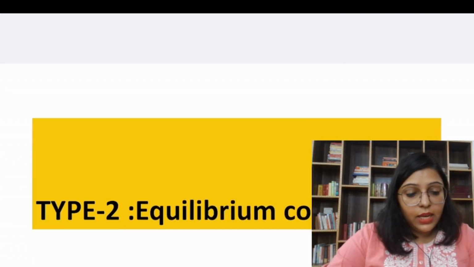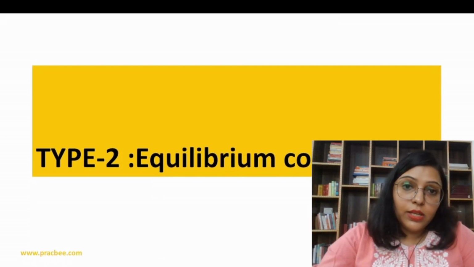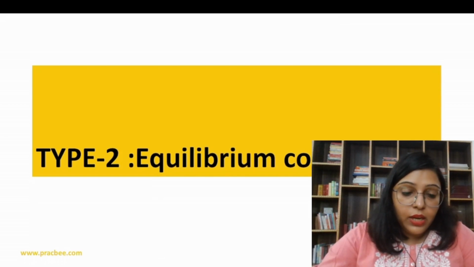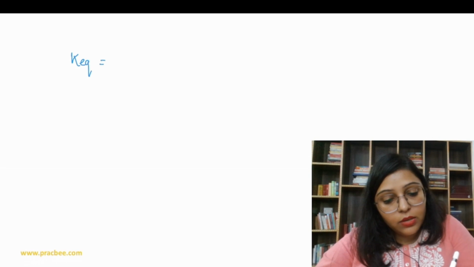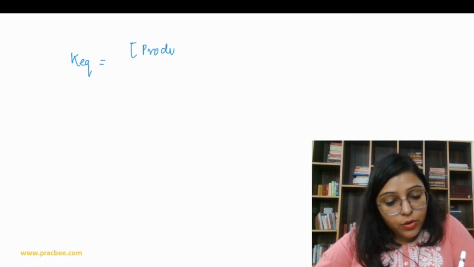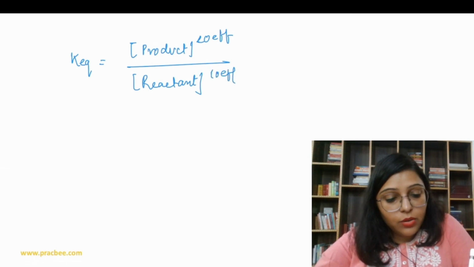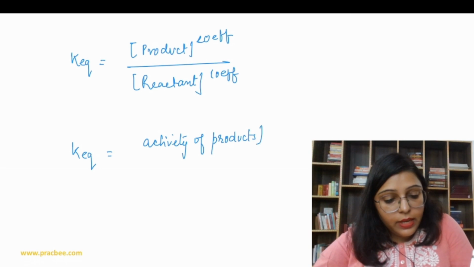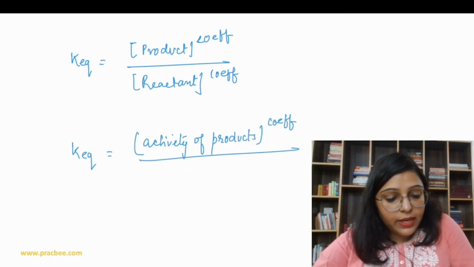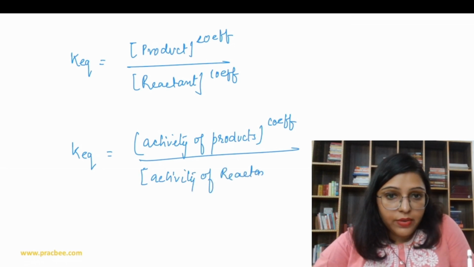Okay, so the first type is over. Now we are going to discuss some questions of type 2, in which we have questions related to the equilibrium constant. So we know that K equilibrium is the concentration of products raised to the power of its coefficient divided by the concentration of reactants raised to the power of its coefficient, and it is better to write it as K equilibrium is the activity of products raised to the power of its coefficient divided by the activity of reactants raised to the power of its coefficient.